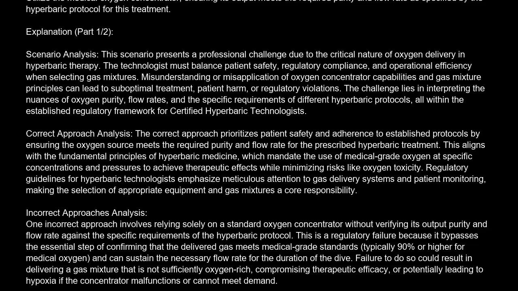The correct answer is C. Utilize the medical oxygen concentrator, ensuring its output meets the required purity and flow rate as specified by the hyperbaric protocol for this treatment. Explanation.